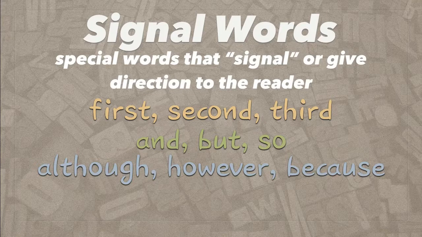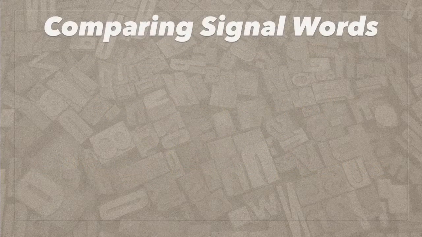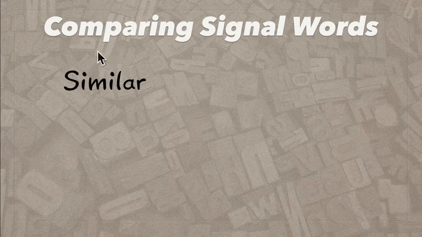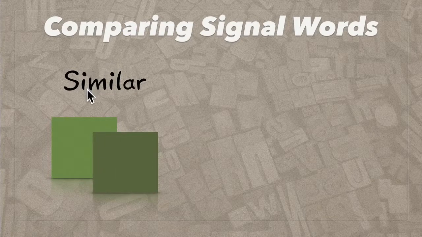But today we are going to focus on comparing signal words. When we compare something, we look at things that are similar. For example, these two boxes, they are both square and they are similar to each other. They are each shades of green.